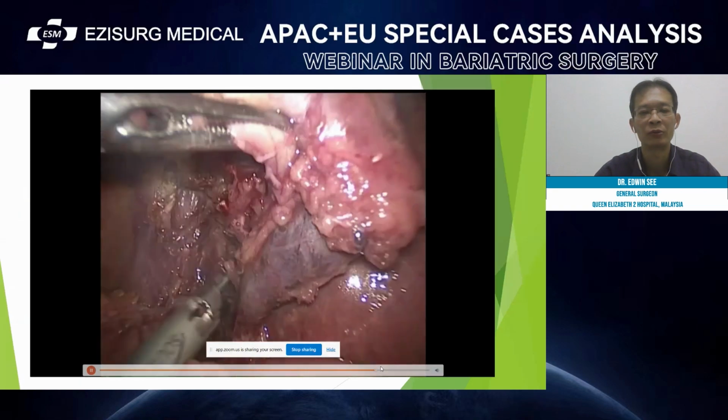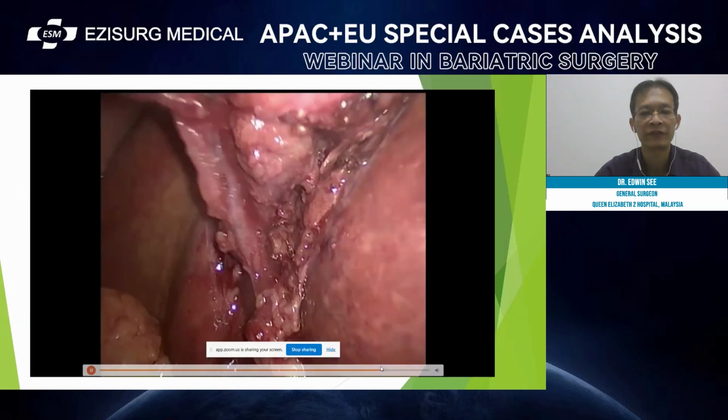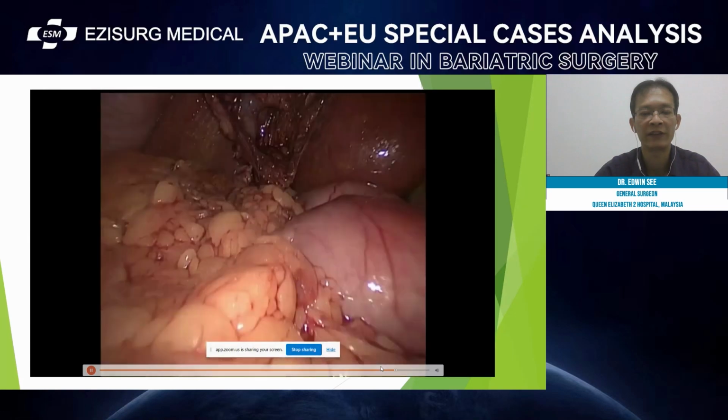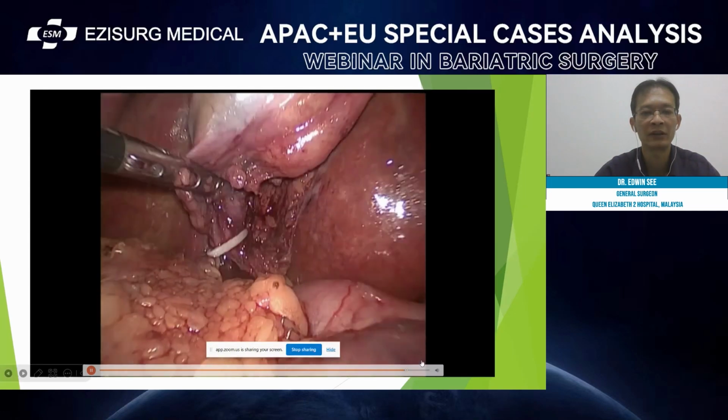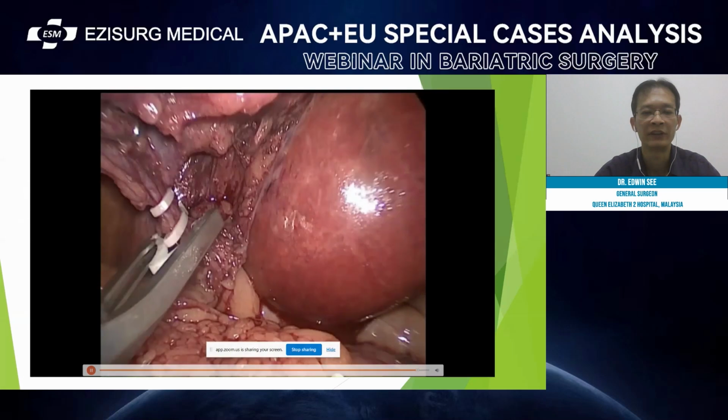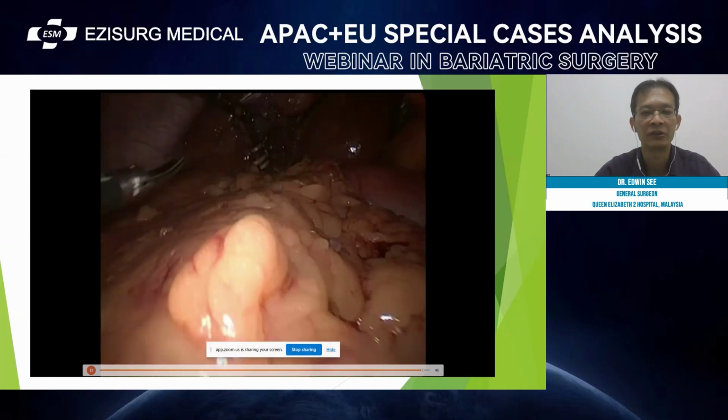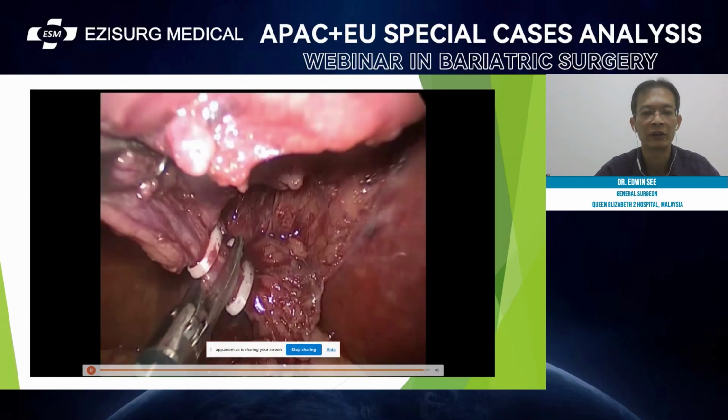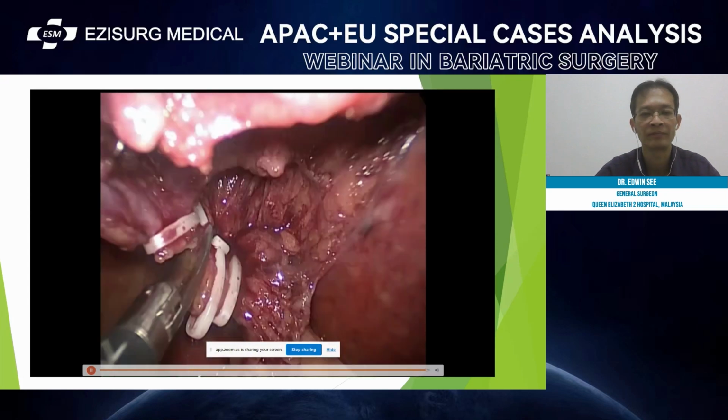I do not routinely perform intraoperative cholangiogram as I have limited resources in my hospital and it is difficult to get this service during the operation, and it also increases the operation time.